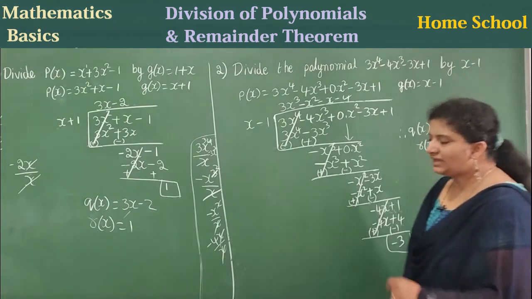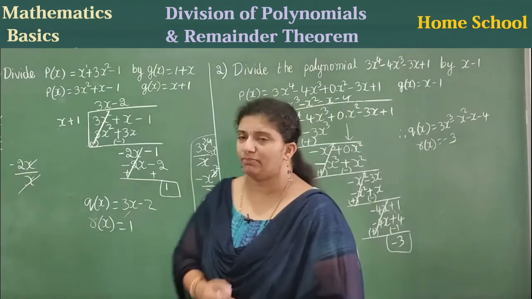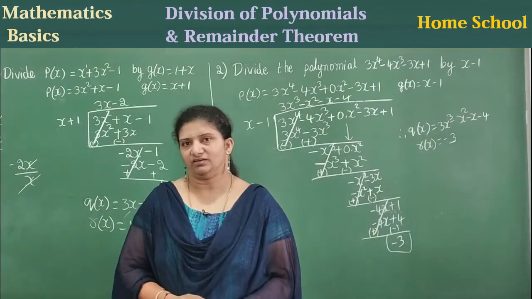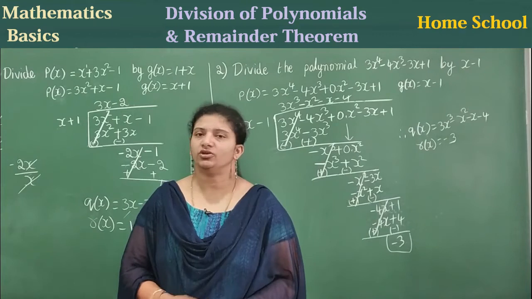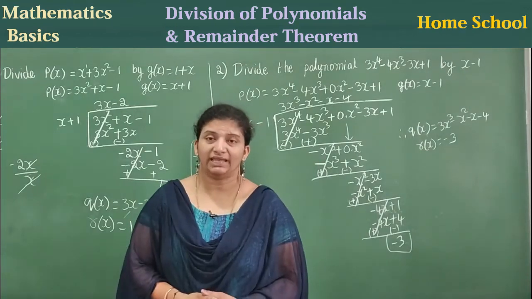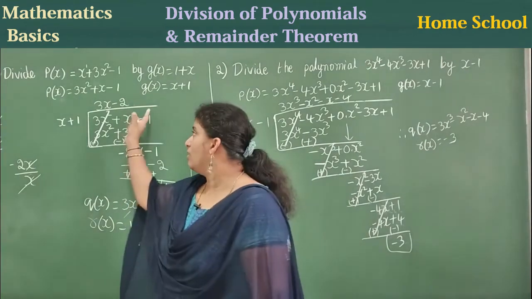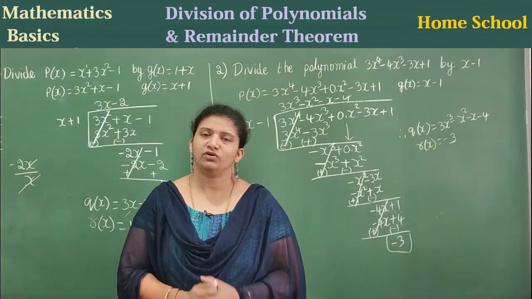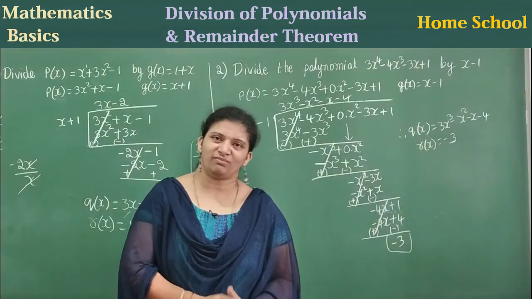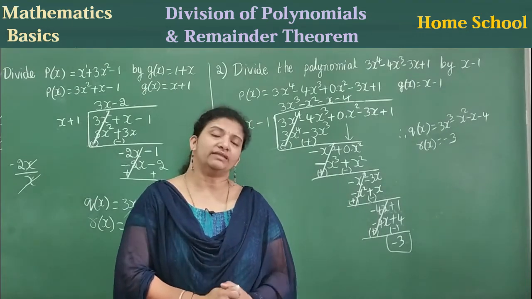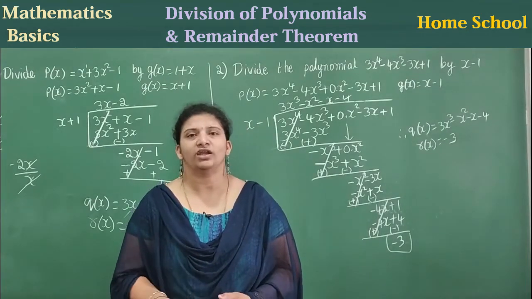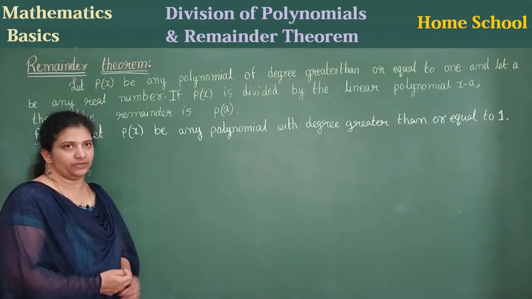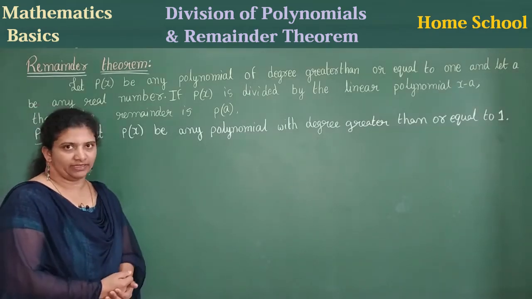So one thing observe here, if you have any number, then what can you say? This is not a factor. Suppose in your division you get your remainder 0, then that is a factor of the dividend polynomial. Okay, if you get an answer 0, then it will be a factor. If you get other than 0, then it is not a factor. Let's start your remainder theorem. This is the statement of your remainder theorem.